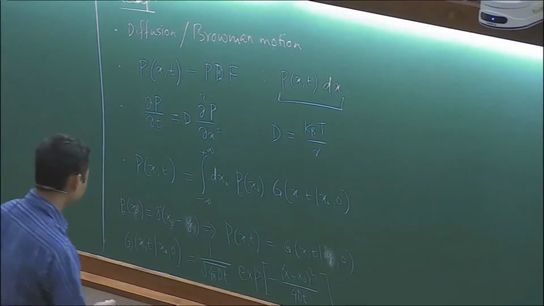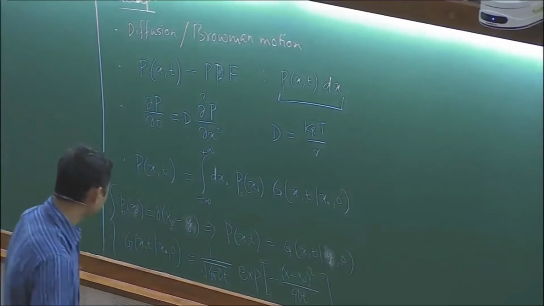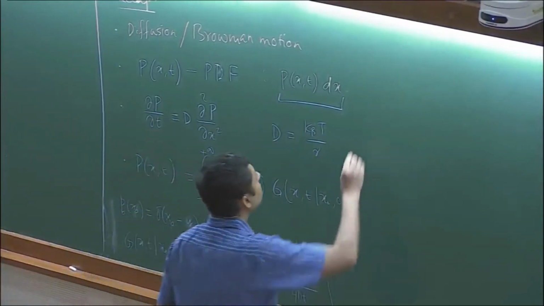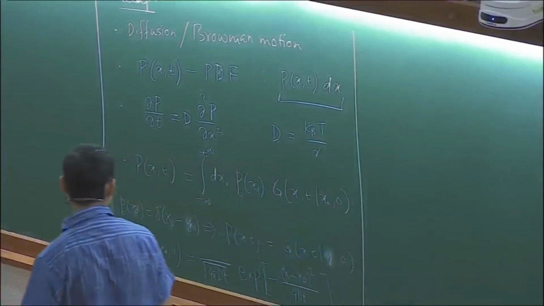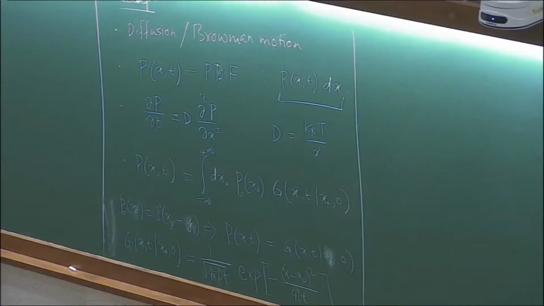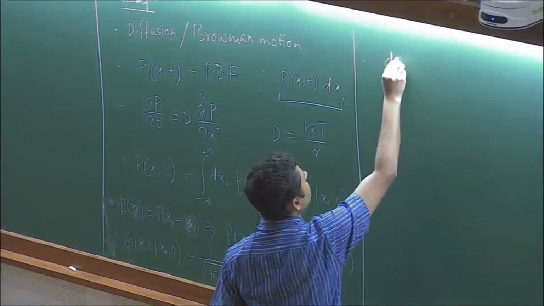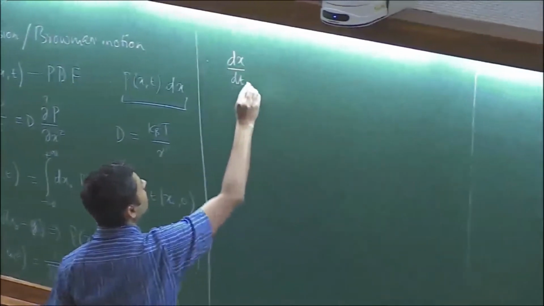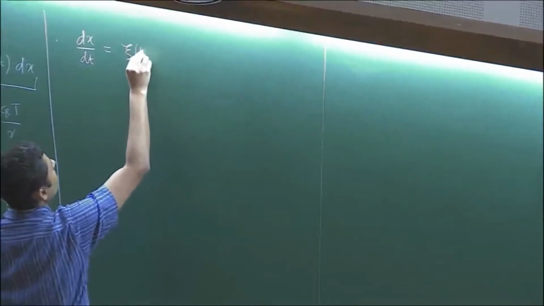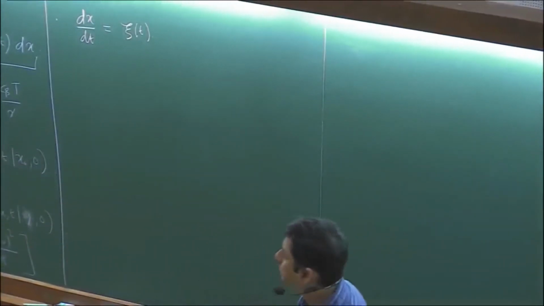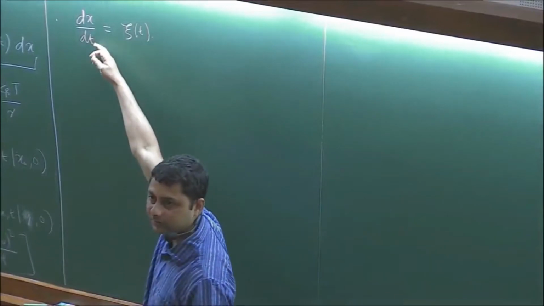So next, what we discussed is that this is the description at the level of probabilities, right? But then you can also describe this system at the level of trajectories. And if you want to describe this system at the level of trajectories, then we said that it satisfies this equation, dx/dt is some noise, right? So that's the equation at the level of trajectories.